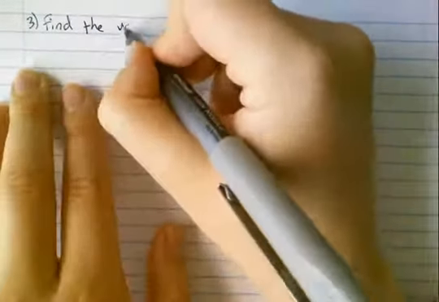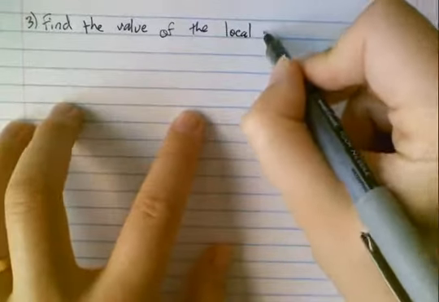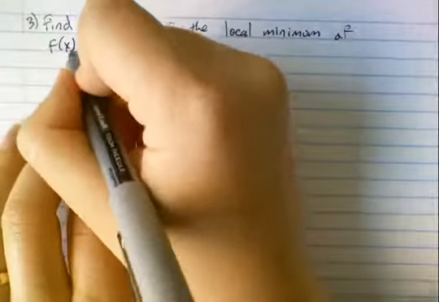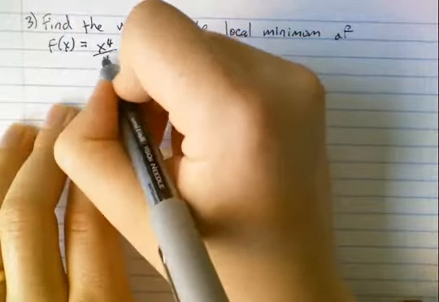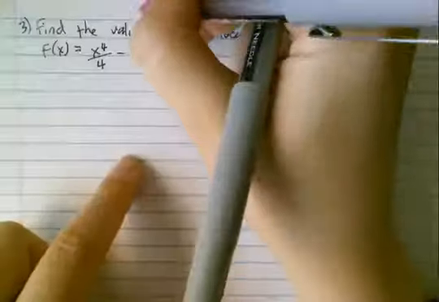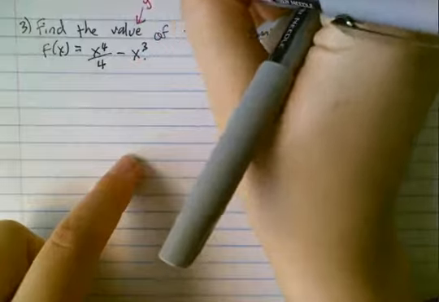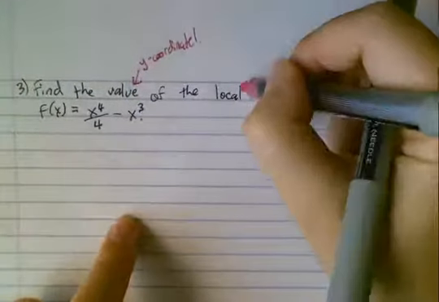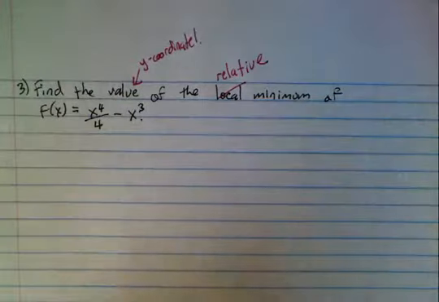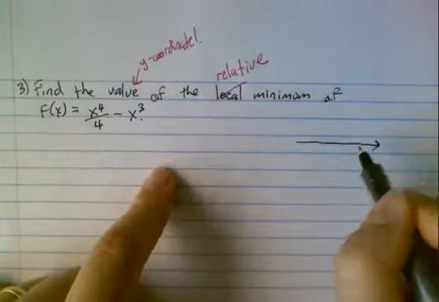Find the value of the local minimum of f of x equals x to the 4th over 4 minus x cubed. So a couple of translation things. Value means y coordinate or y value. Local means relative minimum.